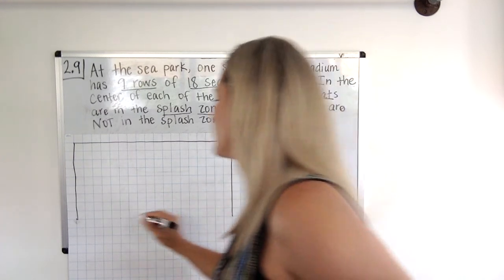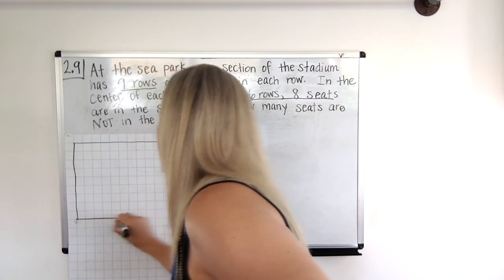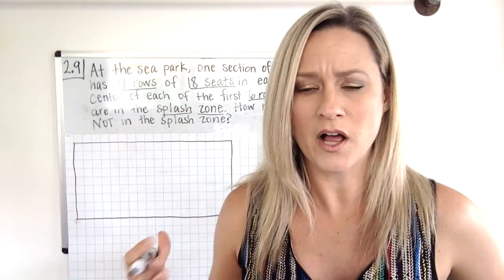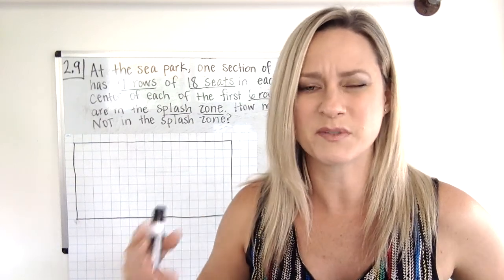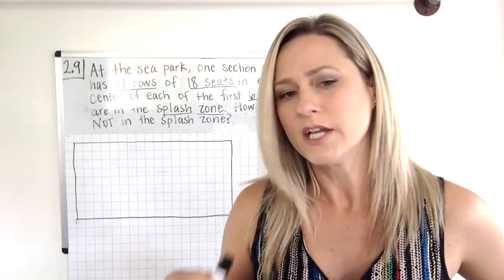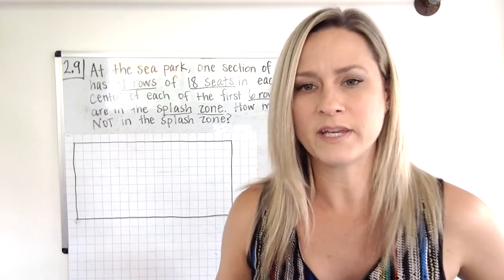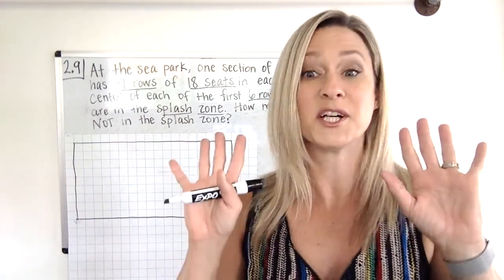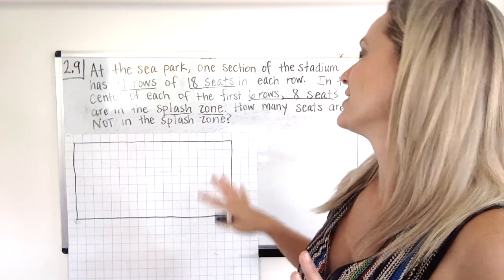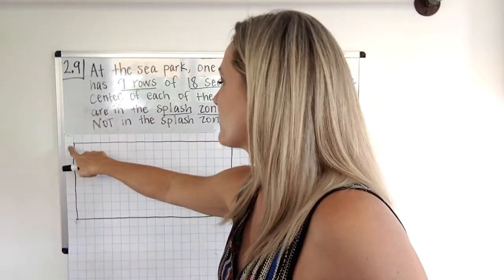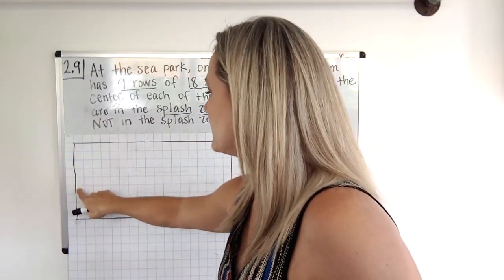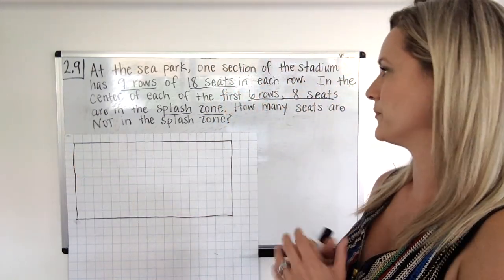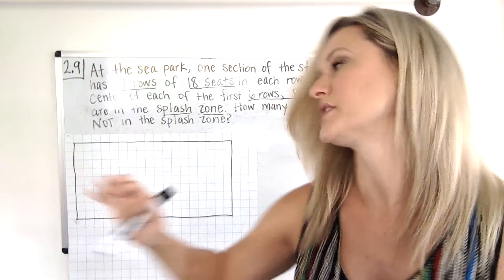So that's the first thing I'm doing, just drawing it out for myself. When I actually draw things, it helps my brain understand it a bit more. So you can always draw this out with me if your brain works like that too. But everybody's brain works differently, so do what's best for you, right? Okay, so we've got 9 rows, 1, 2, 3, 4, 5, 6, 7, 8, 9 of 18 seats in each row. Okay, that's the whole section.